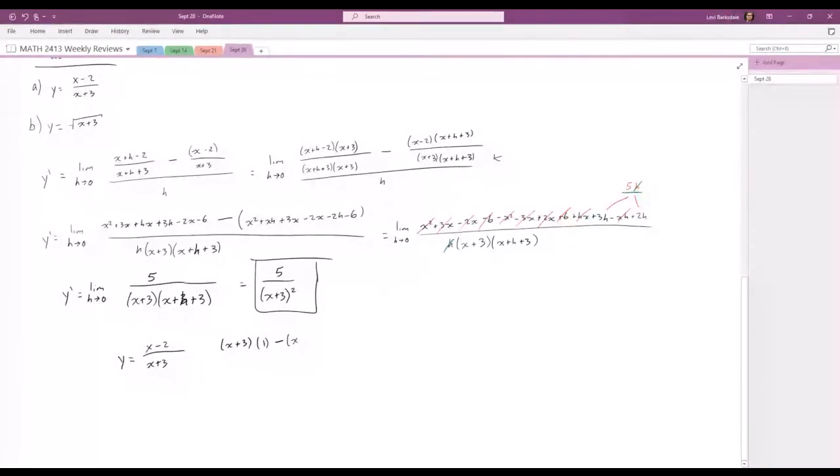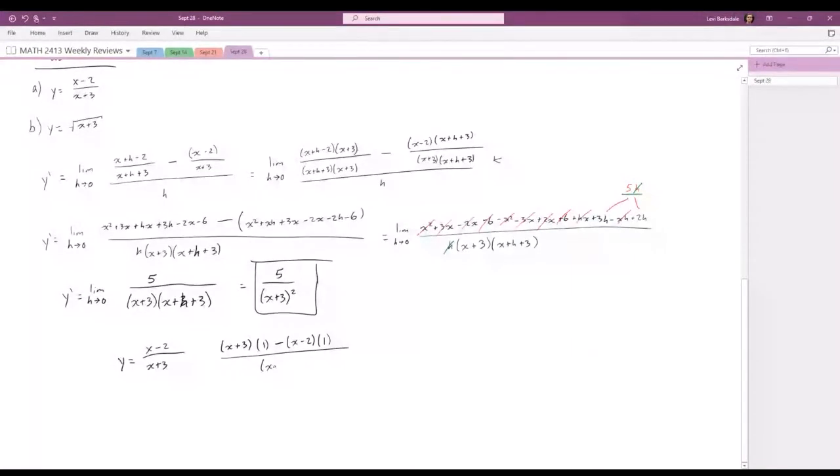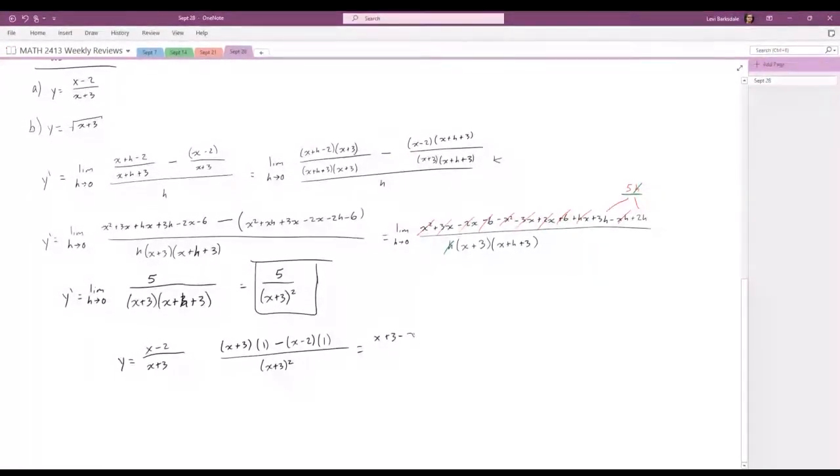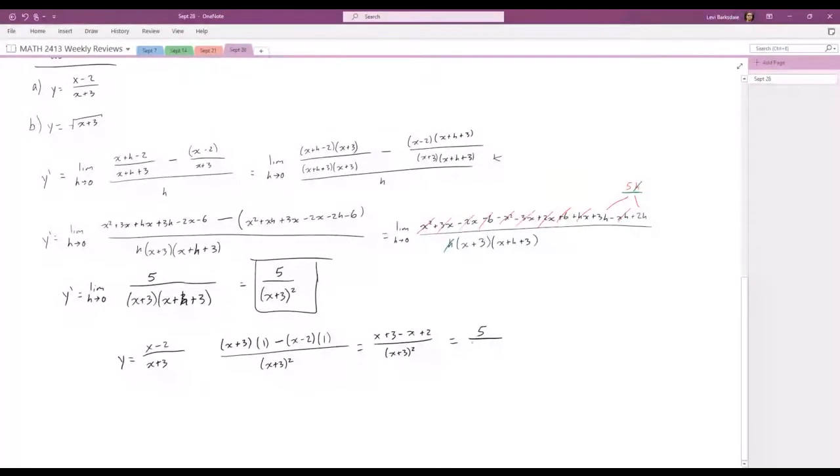minus the top times the derivative of the bottom, all over the bottom squared. And that gives us x plus 3 minus x plus 2 over x plus 3 squared, which is 5 over x plus 3 squared. And that is a whole lot easier.